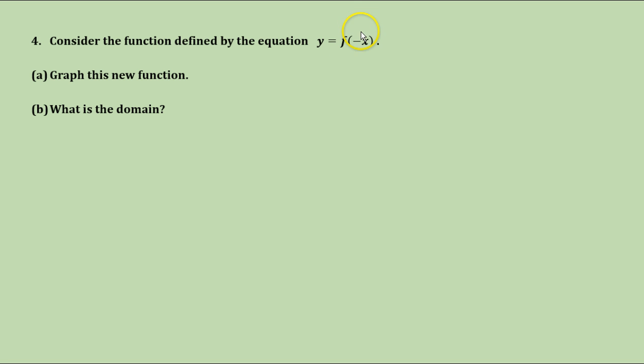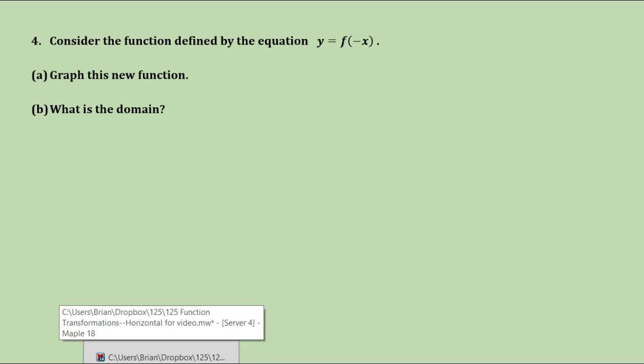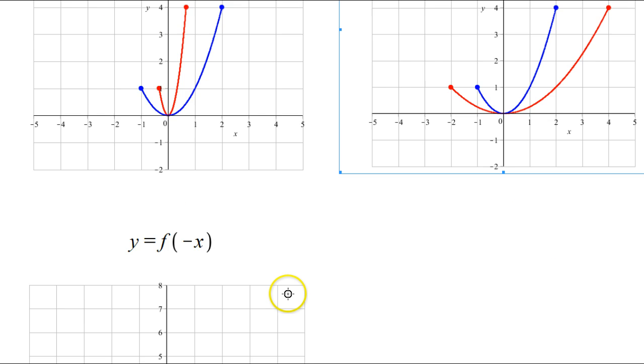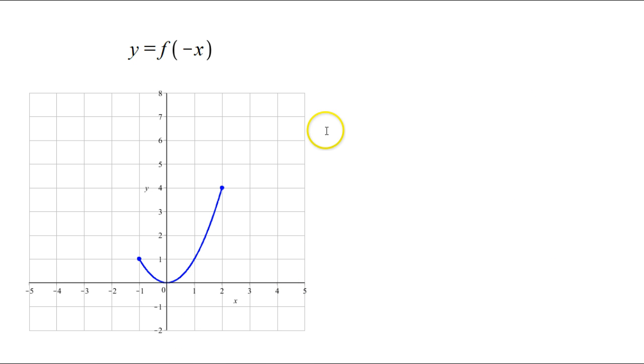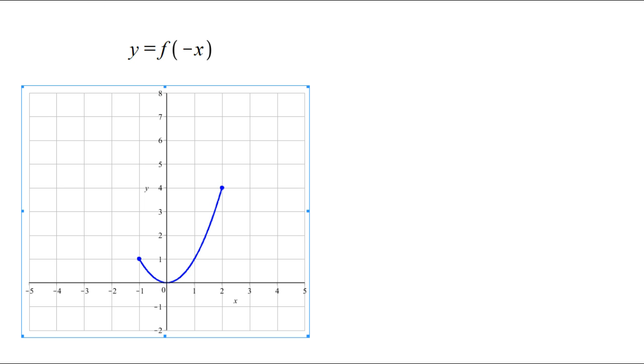Lastly, what happens when we negate the graph or negate the input before we plug in to the original function? Well, in this case, if the input's positive, it's going to become negative. If it's negative, it's going to become positive. All right, so what happens to the graph? This is a little bit more abrupt. The graph is being reflected over the y-axis in this case.